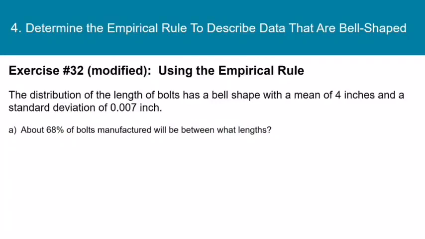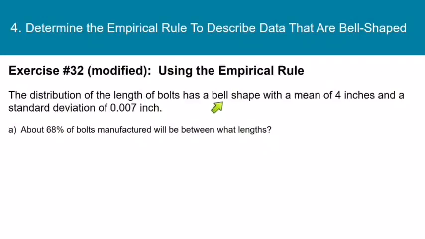And now I've taken another exercise from the book, but I've changed this one a little bit, so if you look in your book, it won't match exactly. But let's take a look at it. It says the distribution of the length of bolts has a bell shape with a mean of 4 inches and a standard deviation of 0.007 inch. And then they ask us about 68% of bolts manufactured will be between what lengths?